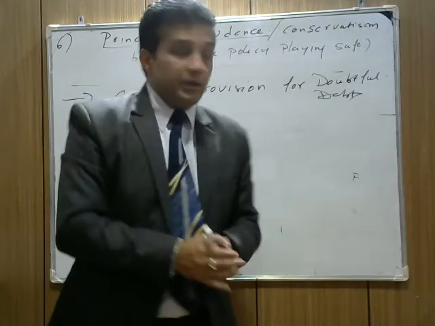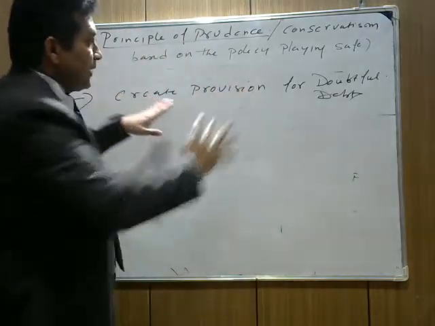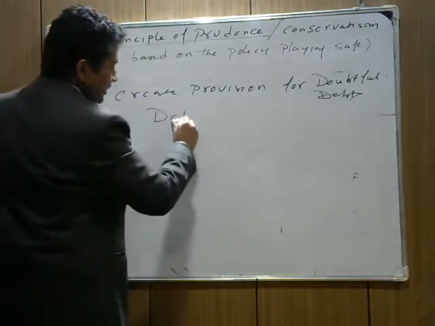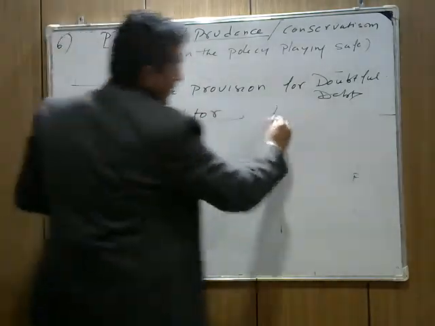Now this time we have the creation of provision for doubtful debts. Now what is doubtful debt? It comes from debtors. When we sell goods to another person, that person is a debtor for us, because we have to receive money from that person. Now, in business there are certain persons who remain doubtful, whether they can pay or not. So this is called provision for doubtful debt. You create a provision for doubtful debt.